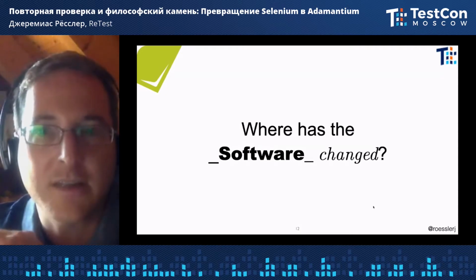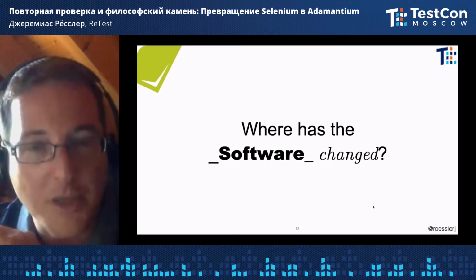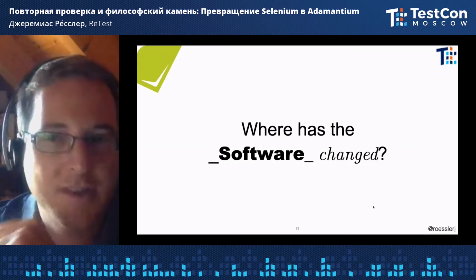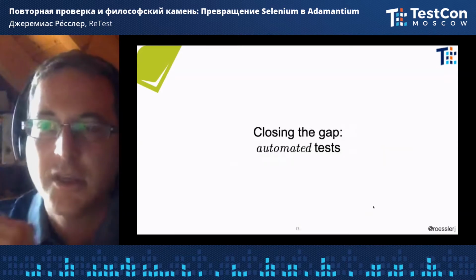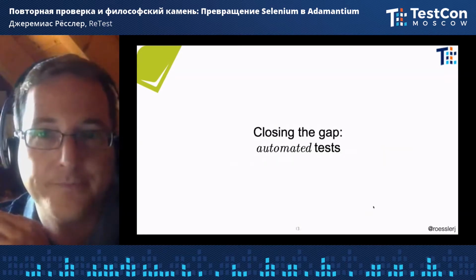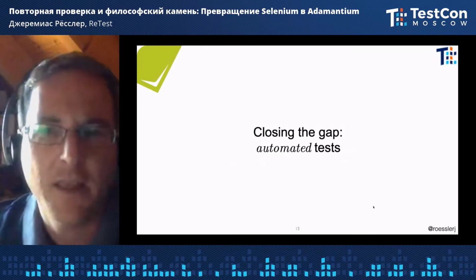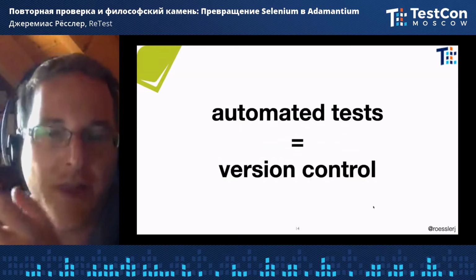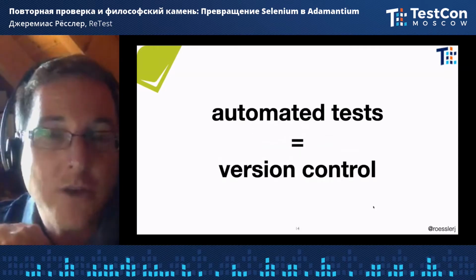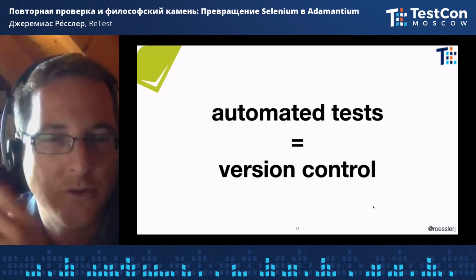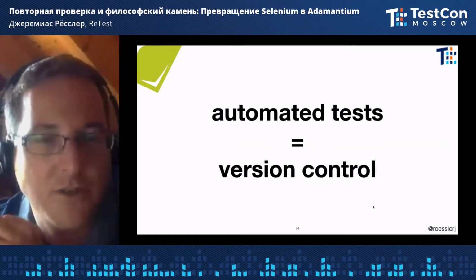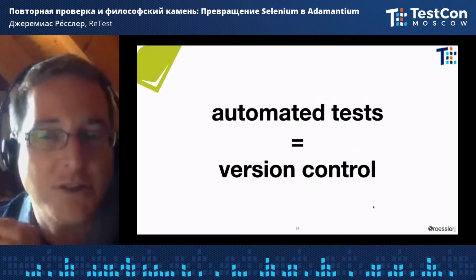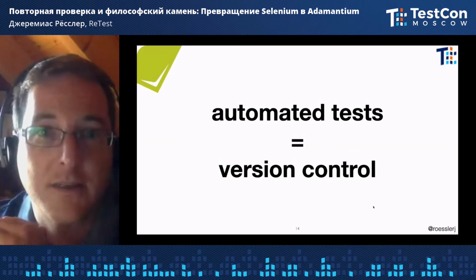This is the reason why we use test automation, because we can't directly test or see where the software has changed. We use test automation to close that gap. So in a way, coming from that perspective, automated tests are more like version control than actual testing. So in order to better fill the need of version control in automated tests, what we suggest to do is called golden master testing.